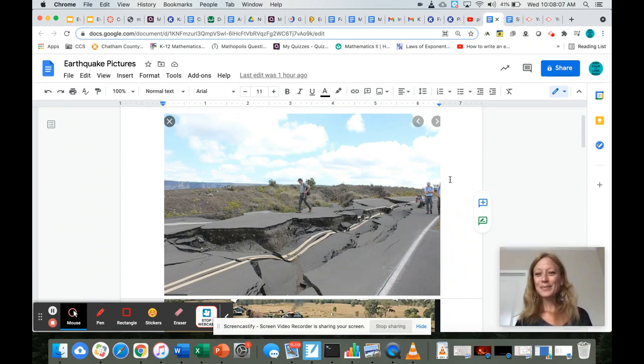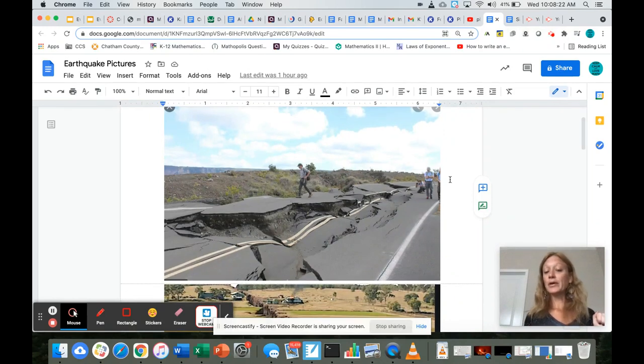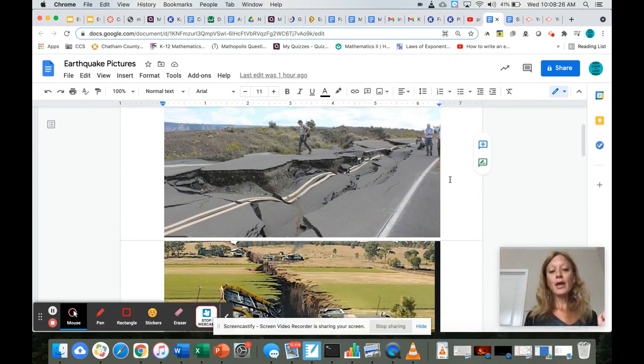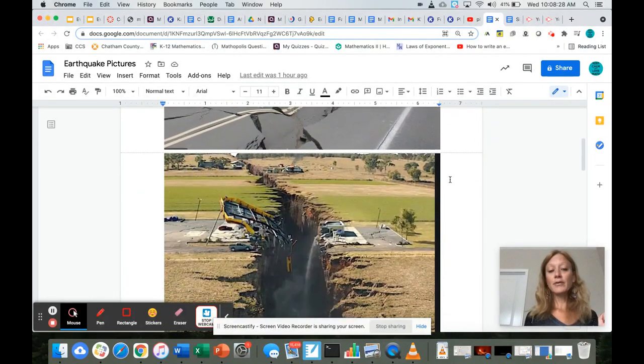All right, so I see some coming through already. I see cracks in the road, rock levels higher and some rock levels lower. I see a fancy word called a fault line. Excellent. I see some people saying the road is destroyed. Fabulous observations. Okay. Here's another picture of an earthquake.